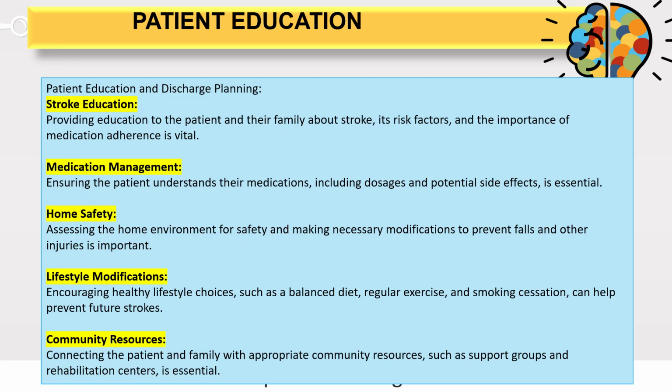Next, in some question papers I have seen that they ask about patient education of a patient with stroke. So basically it will be divided into stroke education, medication management, home safety, lifestyle modification, and community resources. All is given elaborately here. The risk factors about stroke you will inform. In medication management, you will talk about compliance. Home safety, you will talk about falls, injuries and pressure ulcers. Lifestyle modification like regular diet, exercise, smoking cessation, alcohol consumption reduction. Community resources, you will have to involve the support groups which are available.